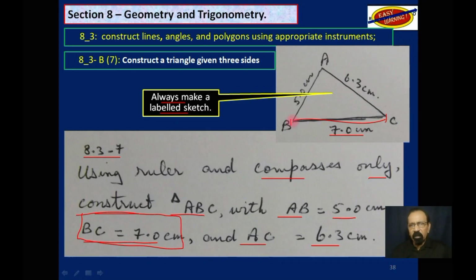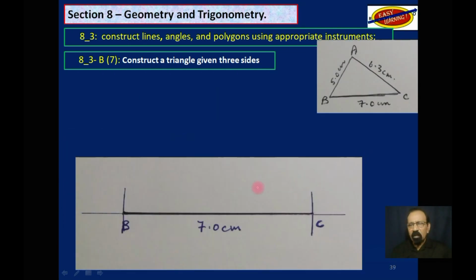And then we take the other two sides, put it somewhere up here. AB is 5 centimeters. From here to there is 5 centimeters. And AC, which is here to here, is 6.3 centimeters. So your triangle will look something like this when it is finished. That's your sketch. So first of all, we will construct correctly the base, BC, and write in its dimension. That's the first thing we will do.